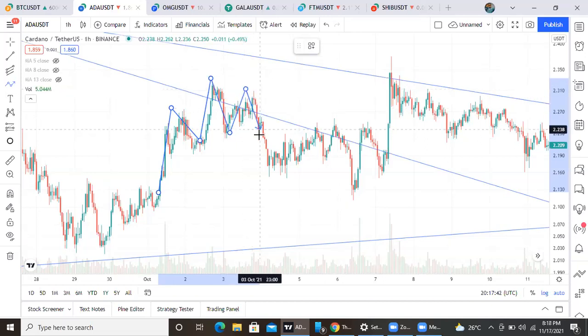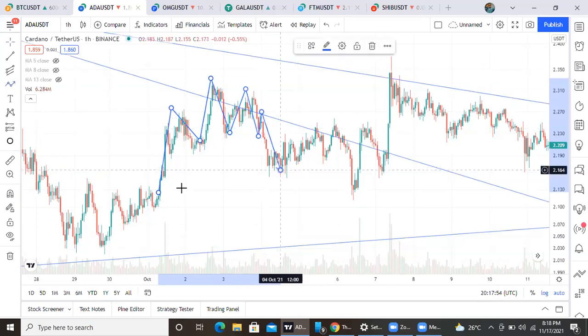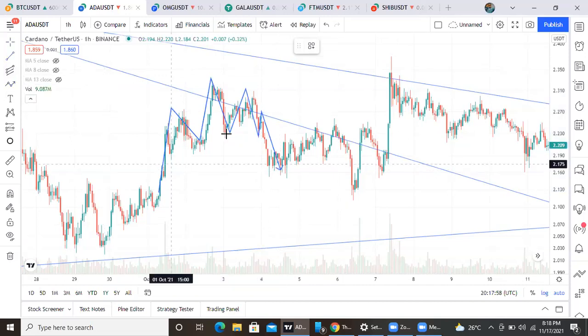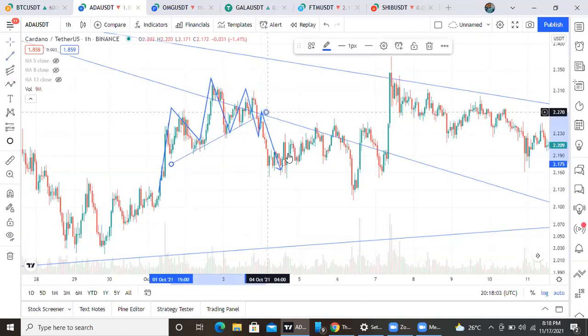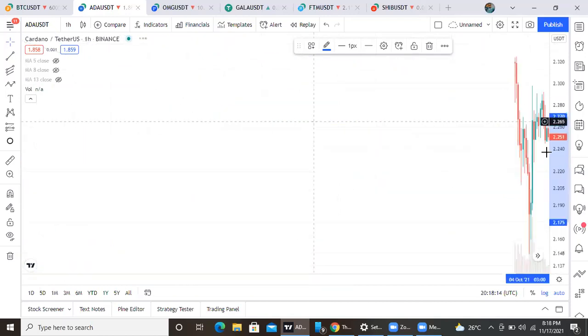before the neckline. It even broke the neckline and retested it before a movement that goes down. So let me connect the neckline so you can see the neckline clearly. This is the neckline. You see that? So this is a clear example of a head and shoulders. You can see the left shoulder, the head, and the right shoulder. They break out. What am I doing now?